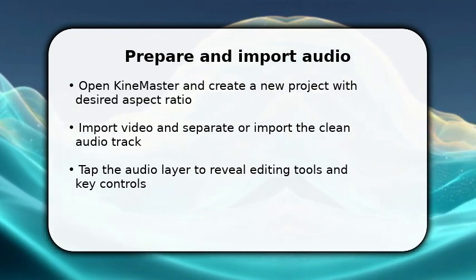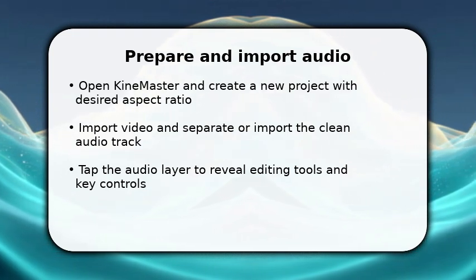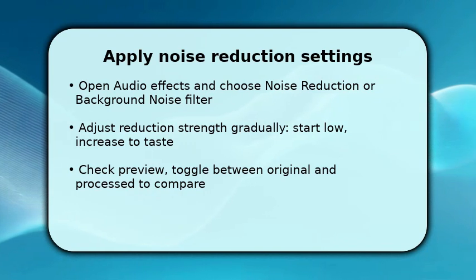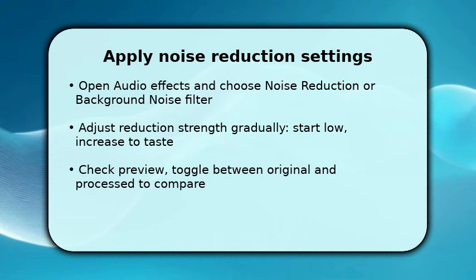Next, you apply the noise reduction filter and tune its parameters. This is the most detailed part. Start with a mild reduction amount to avoid artifacts, then raise the strength slowly while listening for clarity loss. Use the high-pass filter if low rumble is present and reduce frequencies under a specific cutoff. This targets hums without dulling voices.